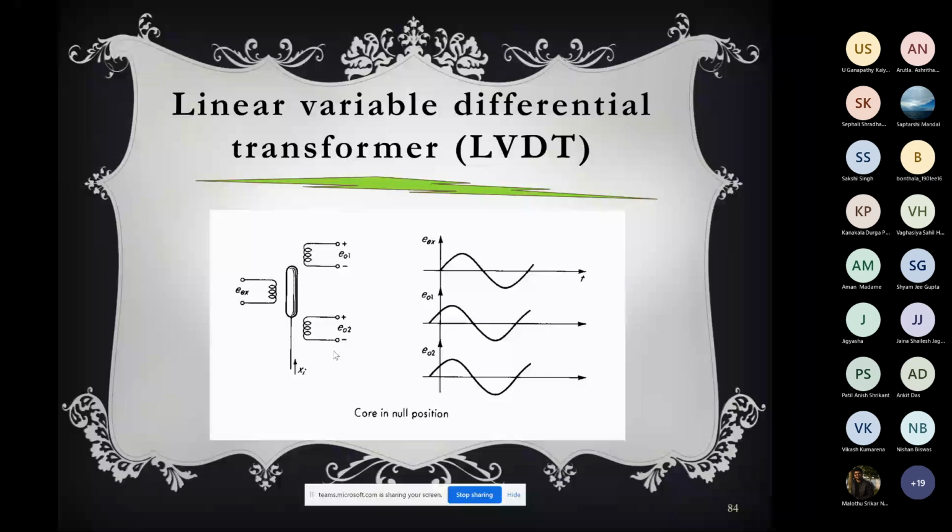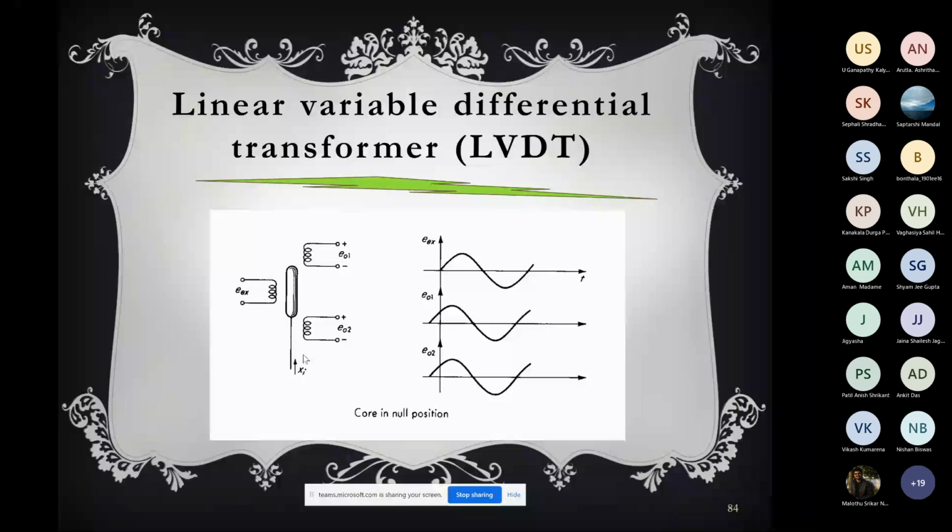Now suppose the core is at the null position, one example I'm giving. What will happen? Let me see if you understood up to this point. I'm trying to give you an overview first, then we'll go to the maths and details. Hopefully you are getting it.